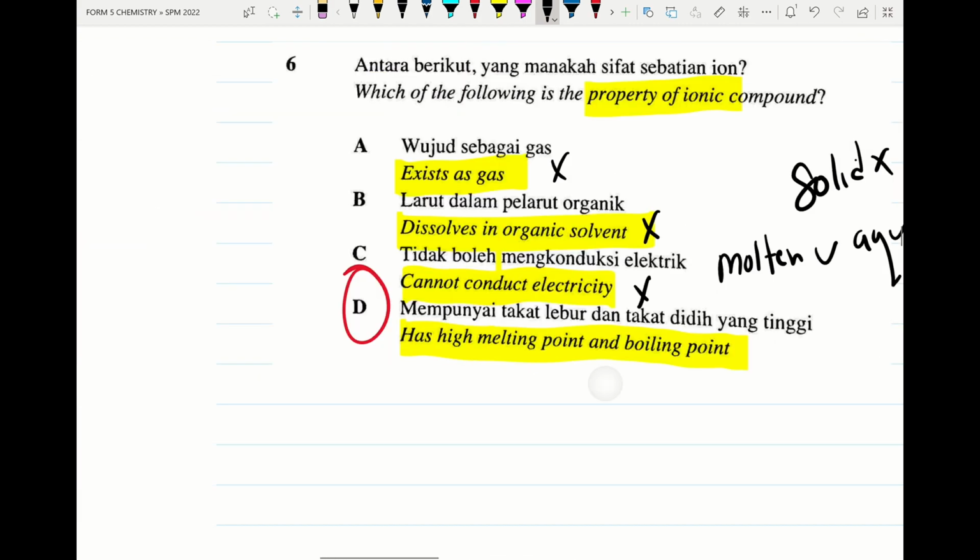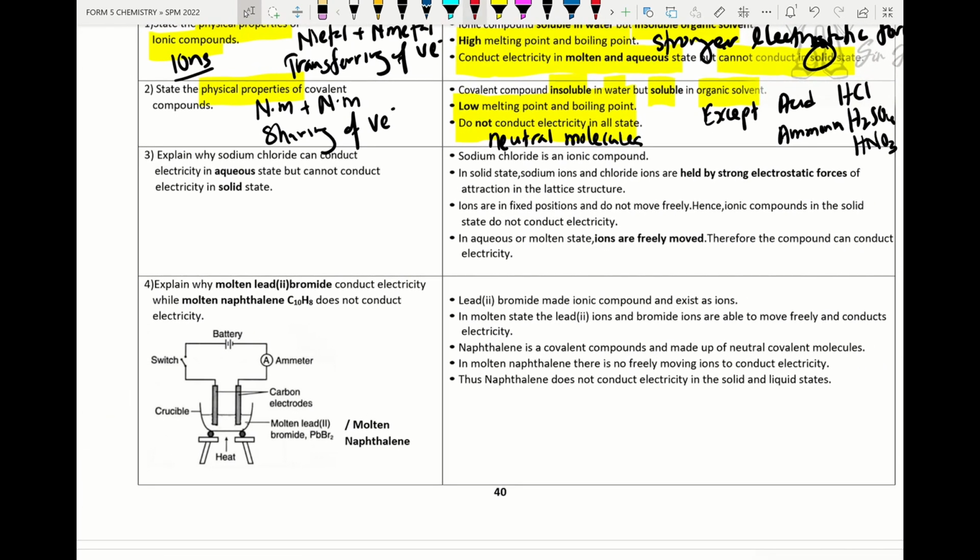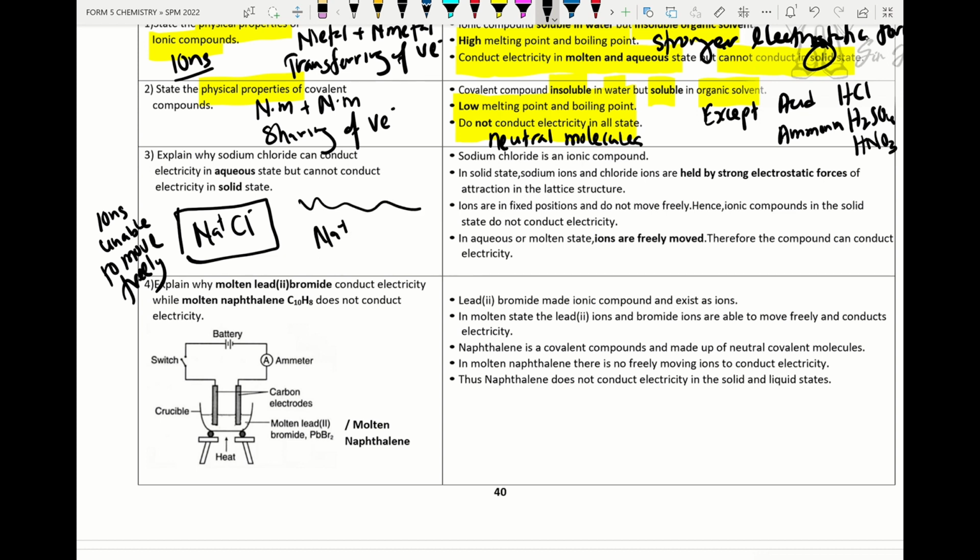All right, so we move on to the next question. Question number 3. Explain why sodium chloride in solid state cannot conduct electricity. Sodium chloride in solid state is made up of chloride ion and sodium ion. In solid state the ions are unable to move freely. Therefore, they cannot conduct electricity. But in aqueous or liquid state, the ions are able to move freely and conduct electricity.